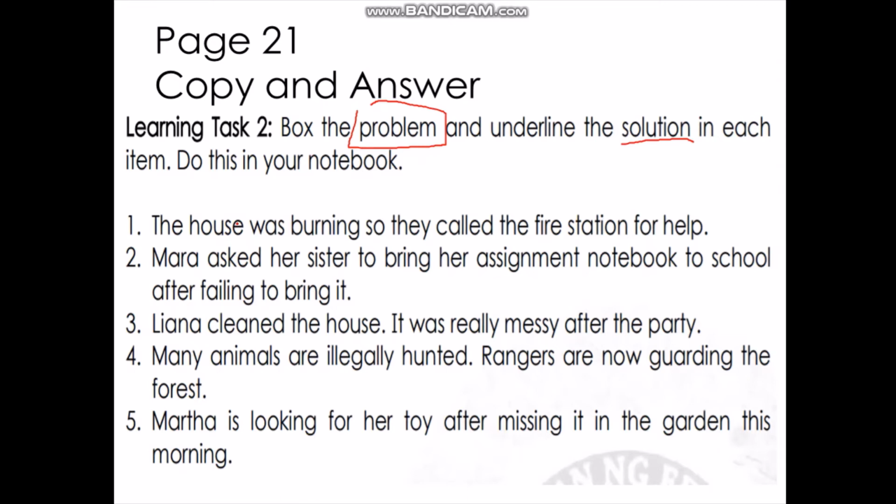Number 3, Liana cleaned the house. It was really messy after the party.